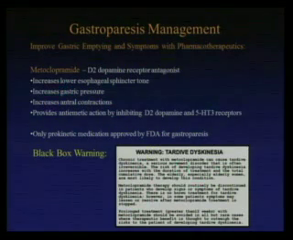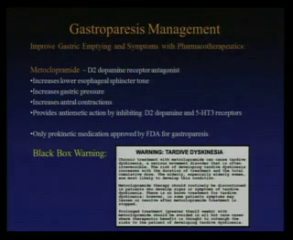Reglan actually has a black box warning because of the very real risk of the development of tardive dyskinesia. And this is a disorder characterized by involuntary movements of the face or extremities. And it's induced by the dopamine inhibition that metoclopramide causes. The incidence is very low, fortunately. It's less than 1%, calculated to be about 0.2%.